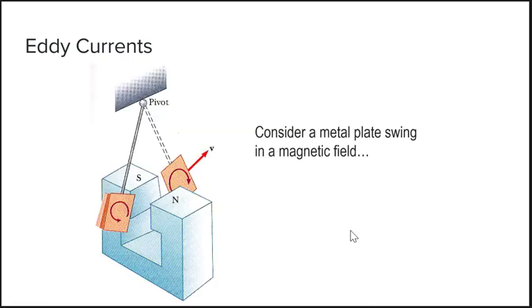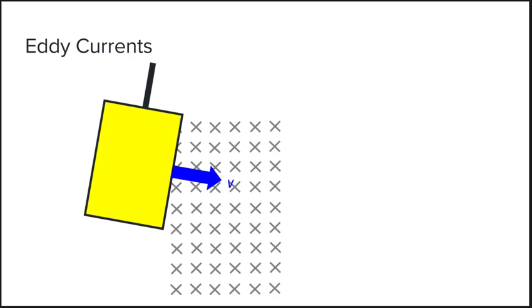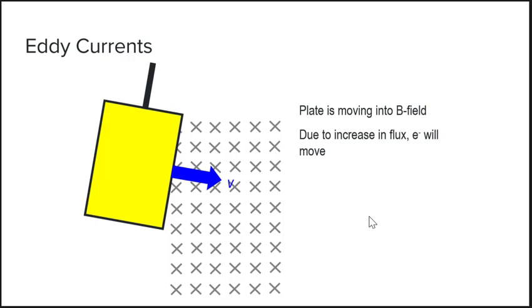To illustrate how we can generate eddy currents in plates, let's consider a metal plate that is swung into a magnetic field. Now, let's break the motion up and first look at the case of the plate moving into the magnetic field. As the plate is moving into a magnetic field, the plate would experience an increasing magnetic flux. By Faraday's law, an EMF will be induced in the plate that will cause the induced current. So, how will this induced current flow? For that, we will need Lenz's law.